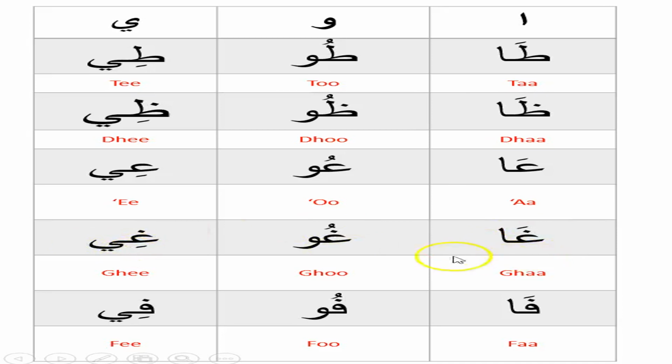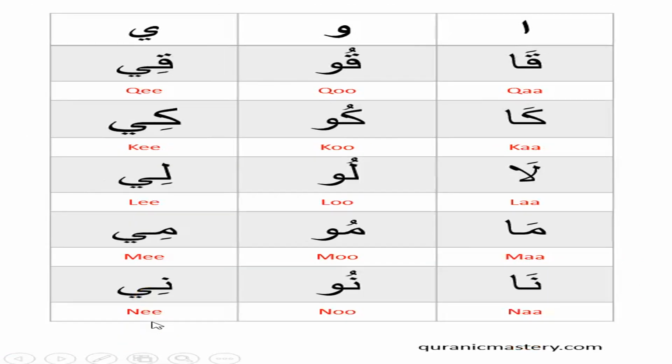Ra, Ru, Ri. Fa, Fu, Fi. There's no flat fa, it's a full Fa. Open the mouth when you're saying it. Fa, Fu, Fi.